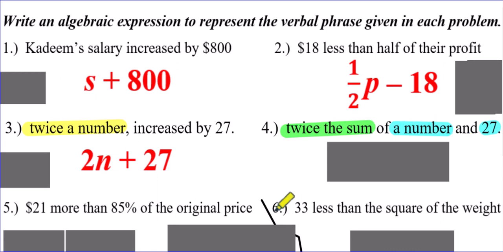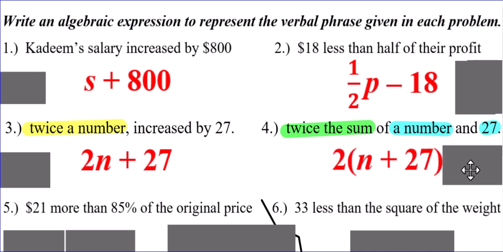So back to the details. Problem number 4 did not say twice the number. Problem number 3 did, not number 4. Problem number 4 says it's twice the sum, which means the entire sum, the entire addition problem has to be twiced. How do I show that the entire addition problem of n plus 27 is going to be times 2? Well, you probably don't know, so I'm just going to go ahead and tell you.